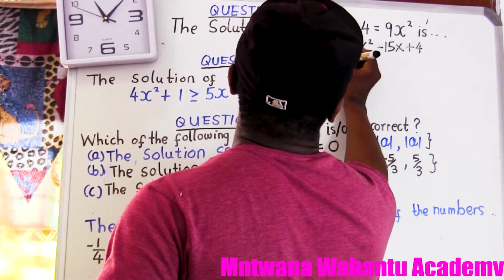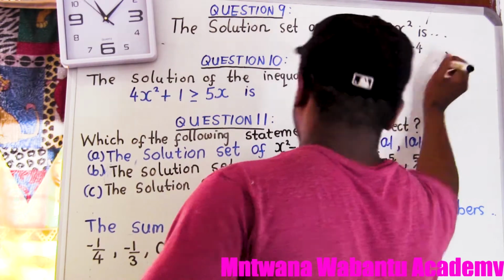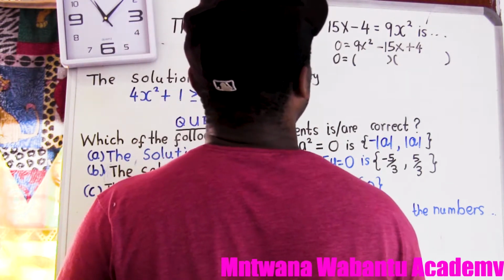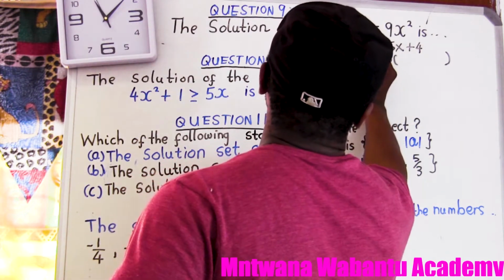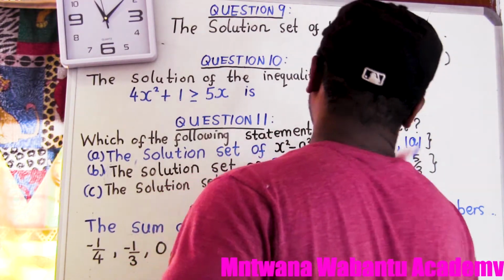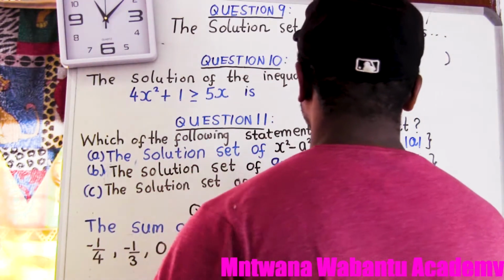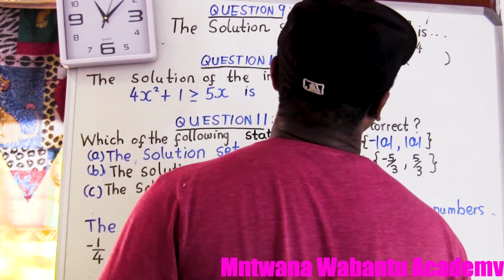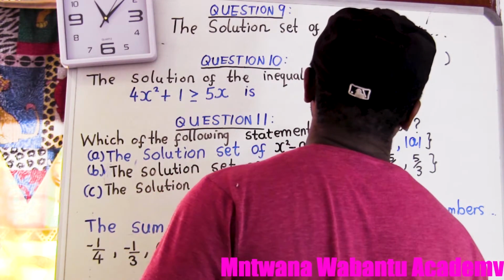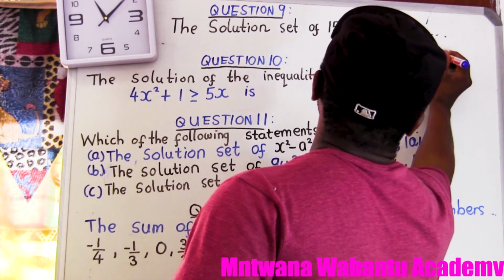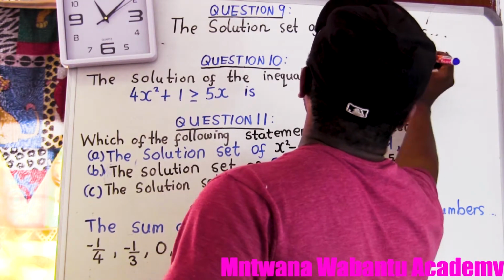So I'm going to say 0 equals, and write my two brackets here. Let's go step by step. How do we get 9x? This must be 3x, and this must be x. Now, how do you get 4? We know this must be 4, and this should be 1 here. And this will be minus, this will be minus.